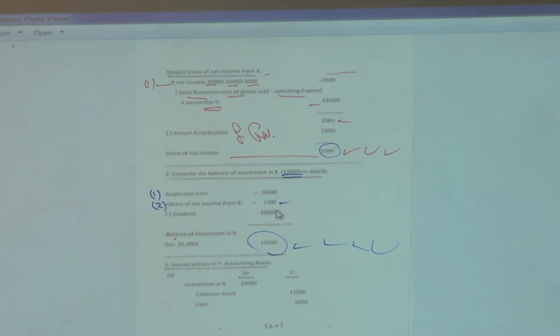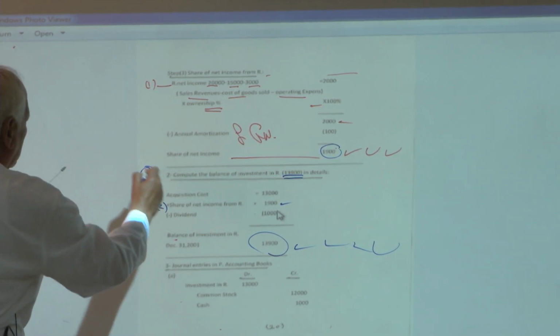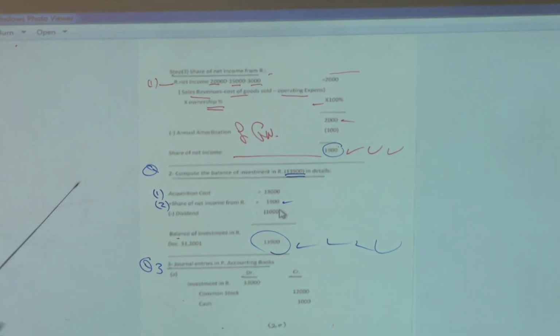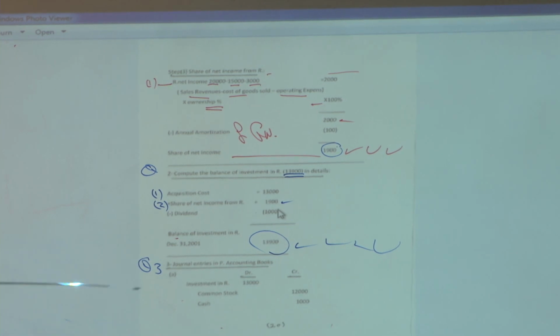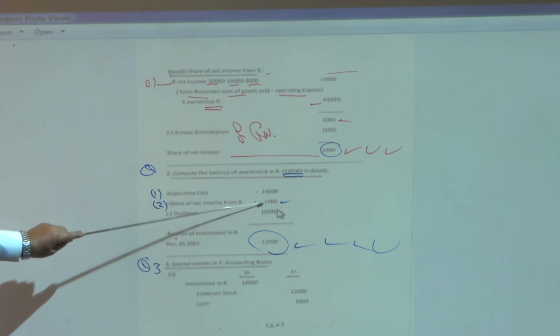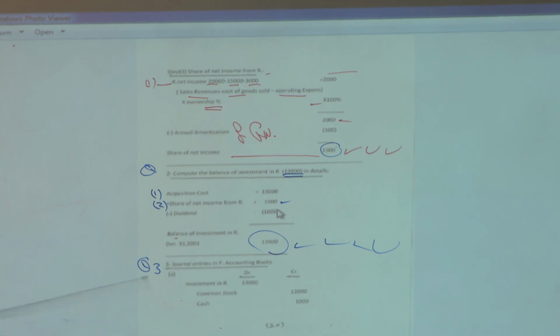If you come to question number 3, remember, that was question 2, and this is question 3. If you look at the example, in question 3 we have journal entries in B's accounting books. Company B is going to make 3 entries. The first one for acquisition cost, second one for share of net income, third one for dividends. Let's do it one by one.